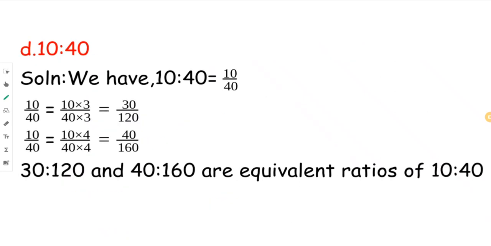Same thing again, I'm doing for D. 10 is to 40, or 10 by 40. So like I said, 3 3, 4 4. You can take 5 5, you can take 6 6, you can take 7 7, 8 8. It's up to you. Simply multiply: 10 3s are 30, 40 3s are 120, 10 4s are 40, 40 4s are 160. So the two equivalent ratios are 30 is to 120 and 40 is to 160.